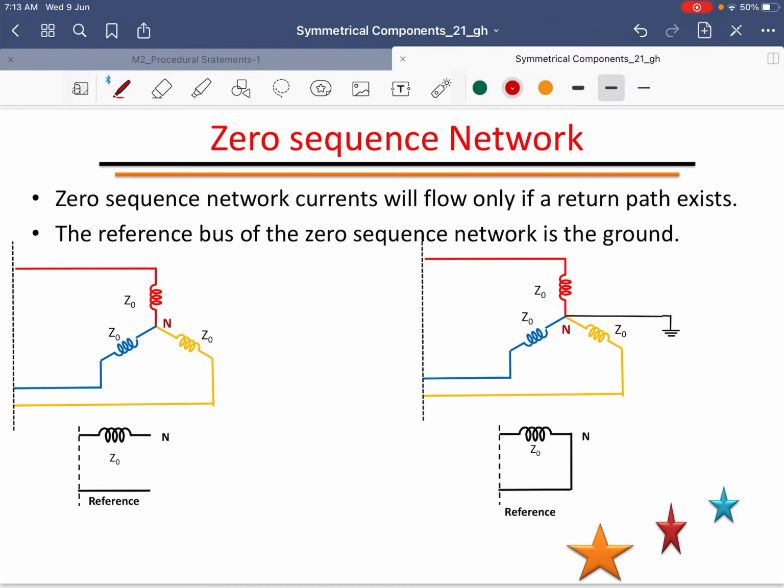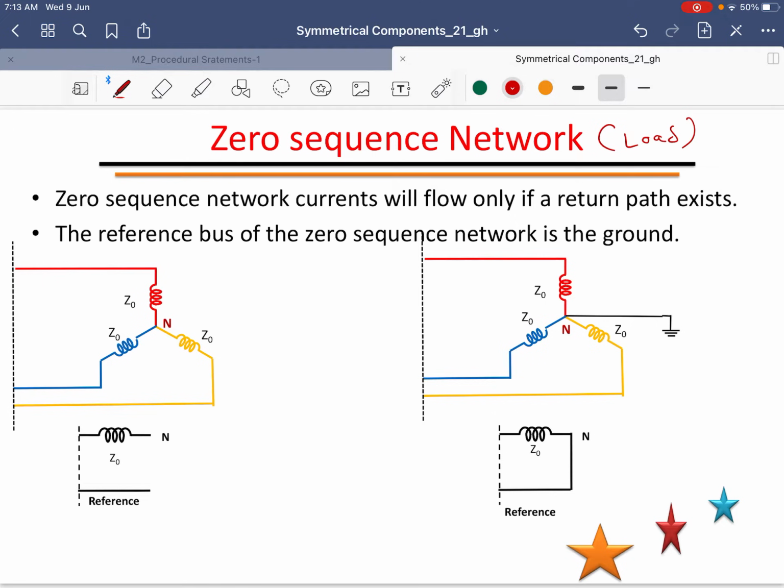Zero sequence network for a load. The zero sequence network is very important, and the diagram must be drawn with the utmost care, because the zero sequence currents are the same in magnitude and in phase at any point in all the phases of the system. Therefore, the zero sequence current will flow only if a return path exists through which a completed circuit is provided.